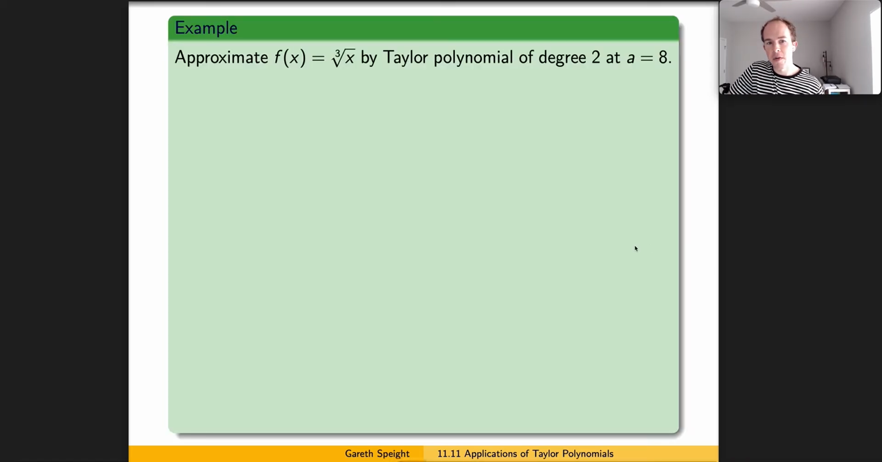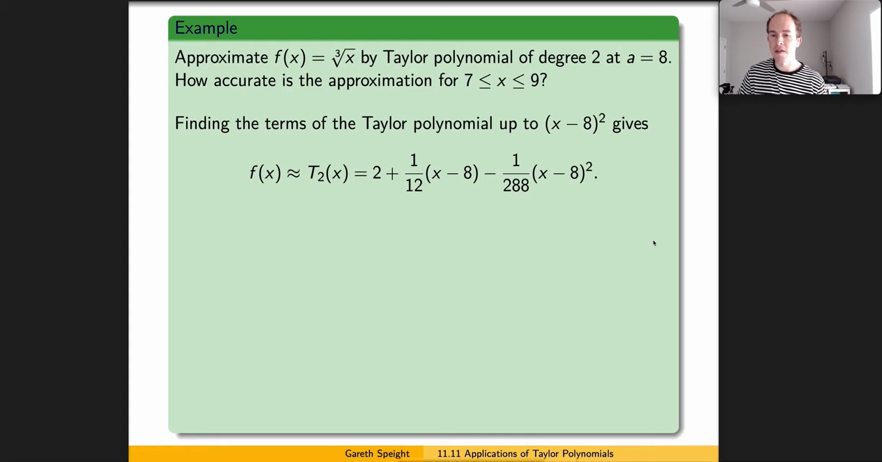So the first example is going to be to approximate the cube root of x by a Taylor polynomial of degree 2 at center a equals 8. Calculating the Taylor polynomial is just calculating the first few terms of the Taylor series. So that's going to be simple. But the hard part is how accurate is the approximation for x between 7 and 9.